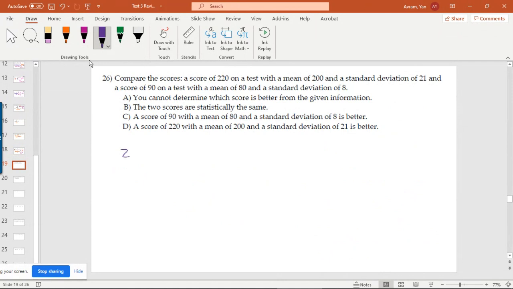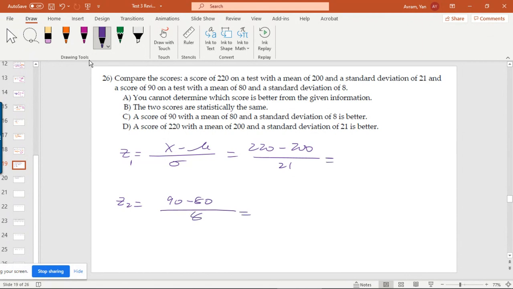So if you want to know which one you do better on, you will have to compare the G-score. Otherwise, the different tests have different totals, right? So we're going to look at the first one right here, and then we're going to look at the second one, okay? The first one, you have a 220 on the test, and this is 200, standard deviation is 21. Second one here is 90, mean is 80, standard deviation is 8. Then we calculate the G-score, and you can see this one is less than 1, and this one is greater than 1. So we know the second test is better, right?